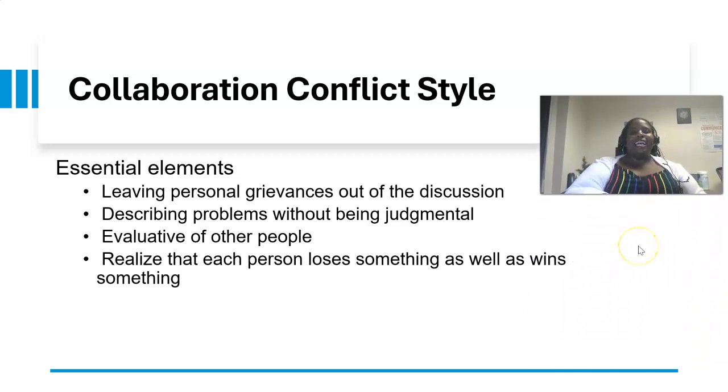We have the collaboration style. With this style, everybody wins, and we have our personal grievances out of discussion. We describe the problems about being judgmental. We have a clear evaluation of other people and what they need, and realize that each person loses something as well as wins something. But with the collaboration style, we try to make sure that everybody gets what they want and are satisfied.